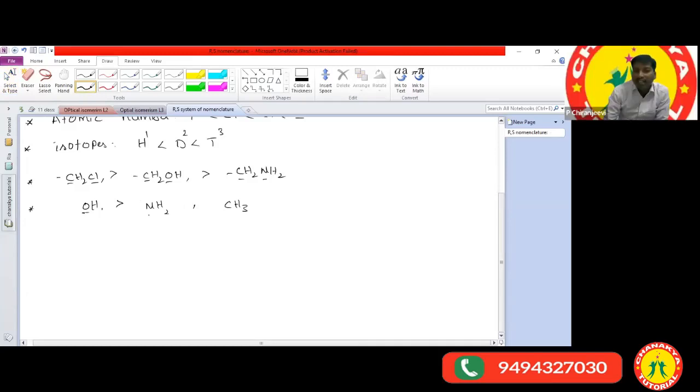Oxygen is directly attached to the carbon. In this one, nitrogen is directly attached to the carbon. And in this one, carbon is directly attached to the carbon. So if you compare oxygen, nitrogen and carbon, oxygen has the highest atomic number. For that reason, we are giving the first priority to oxygen. After that, to nitrogen. After that, the methyl group.